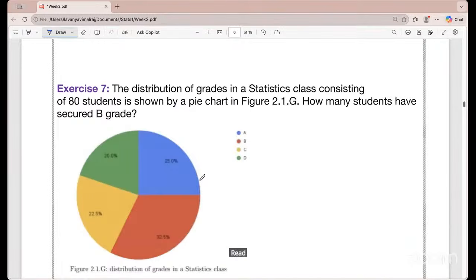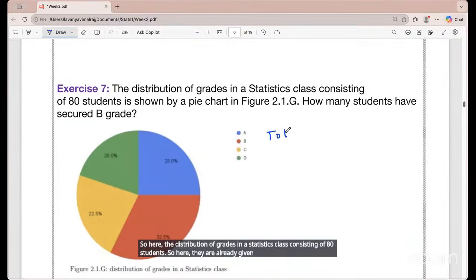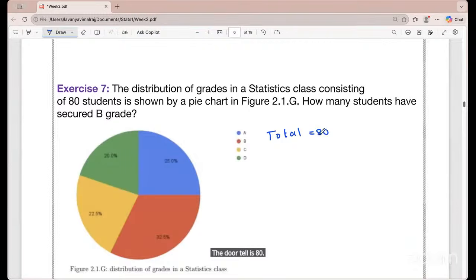Read this question. Statistics class. How many students have B grade? 26 students. Okay, so let's see how you come up with the answer. Here is the distribution of grades in a statistics class consisting of 80 students. So here they have already given the total is 80. Now how many students have secured B grade?